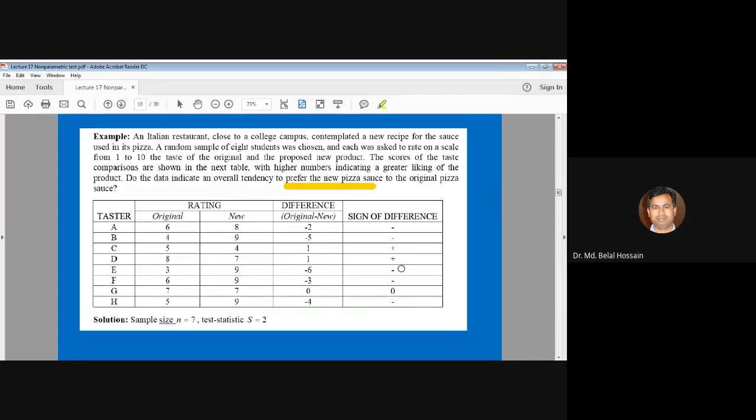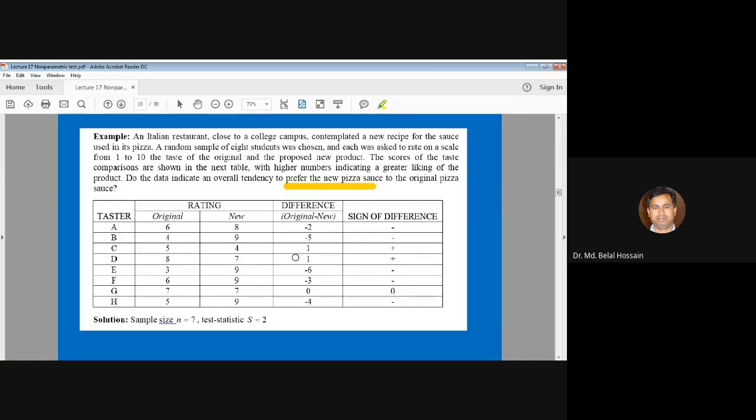Okay, negative sign. So how many negative signs we have here? 1, 2, 3, 4, 5. And there are 2 positive signs. 0 should be discarded. When the two scores are equal, the original source's score and the new one are both 7, so we got a 0 difference here. So we have to discard this value as it has no sign.